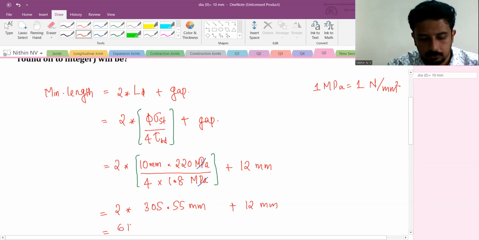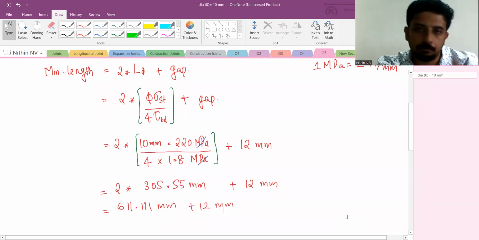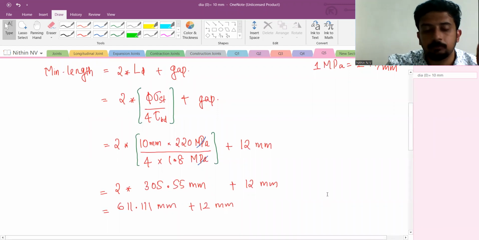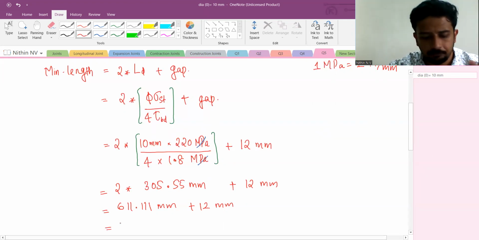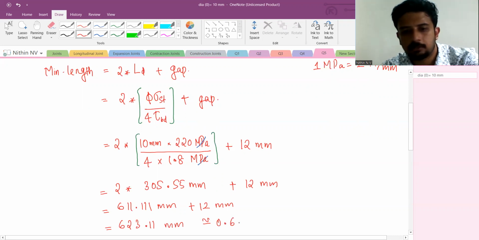It's going to be 611.11 mm plus 12. So this is what I told you. Compared to the total development length, 2 into LD, this gap is very small now. That is 611, this is 12. Small value. So in case they are not giving it, just ignore it. So total is going to be 623.11 mm, so approximately 0.6 meter. That's it.